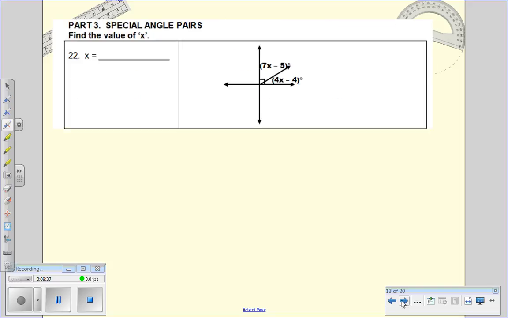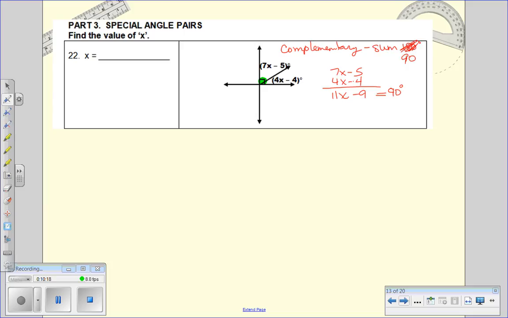Now we're going to talk about angle pairs. We're going to find the value of x. Let's look at this picture. I notice that I have a little square there that tells me that these angle pairs are complementary angles. That means they sum to 180 degrees. So if I combine the 7x minus 5 with the 4x minus 4, that'll give me 11x minus 9. That has to add up to not 180 degrees, I'm sorry. Complementary is 90 degrees. Has to add up to 90 degrees.